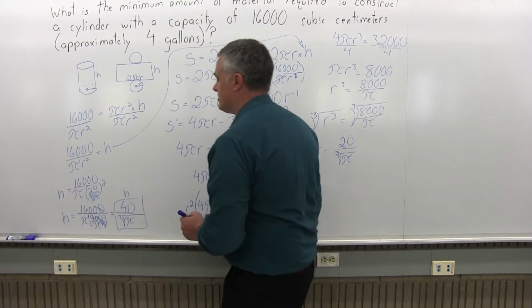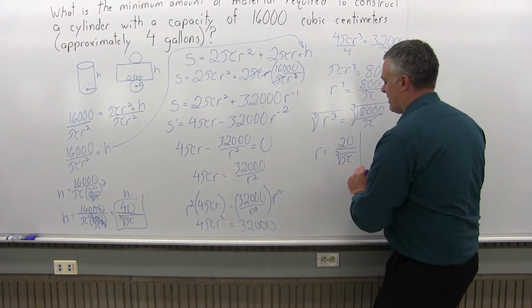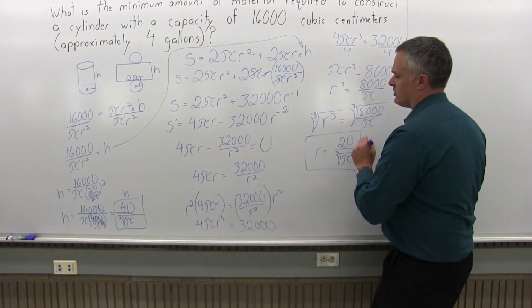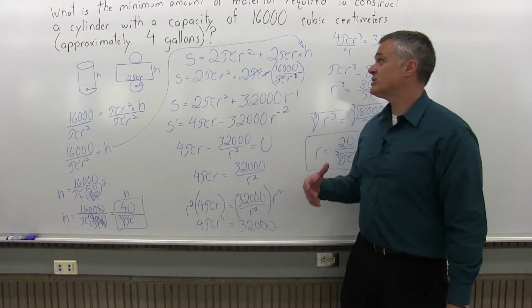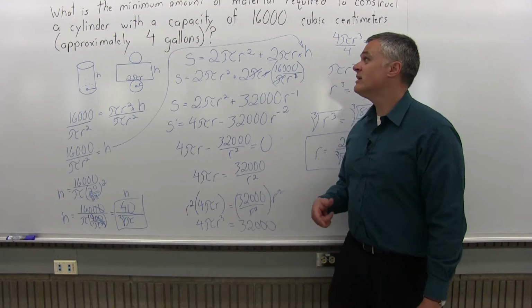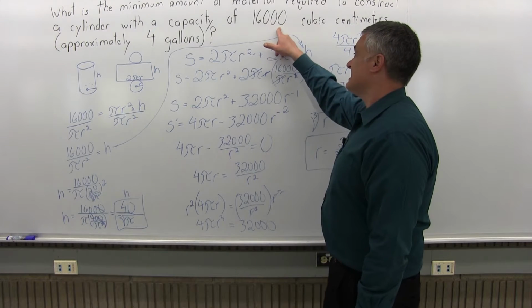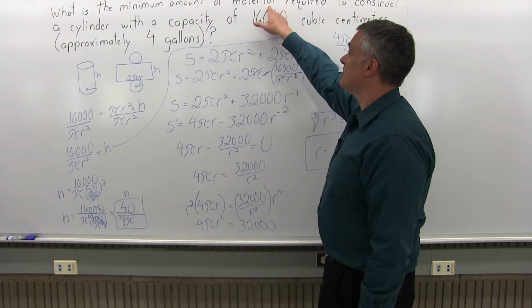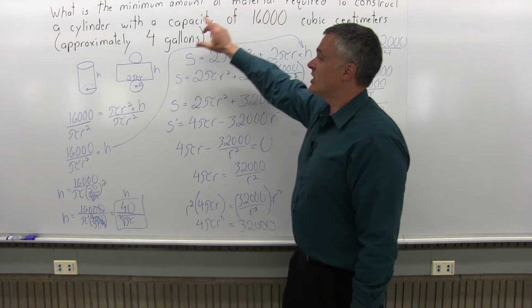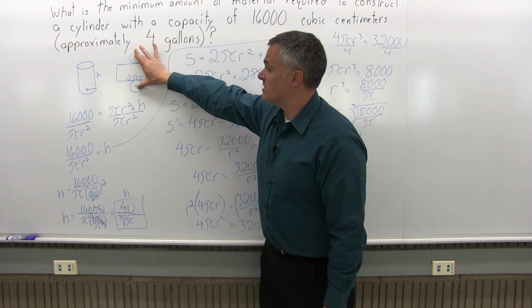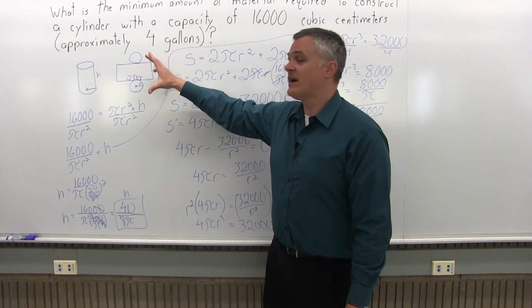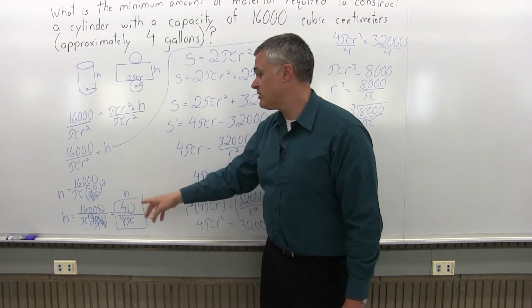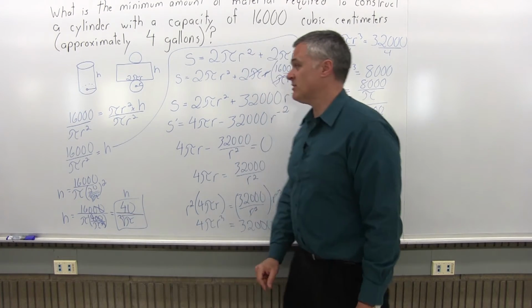So I have h, I have r. They both have cube root of pi in the denominator. And now the question was what are the dimensions that'll give you that volume of 16,000? It's not. It says what's the minimum amount of material? So I have to go back to my diagram for material, and now that I know what r is and what h is, I can find that minimum amount of material. It'll be in terms of pi unless you want to put in the decimal value.